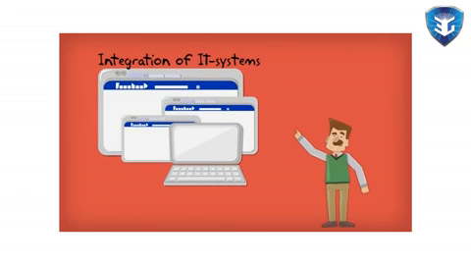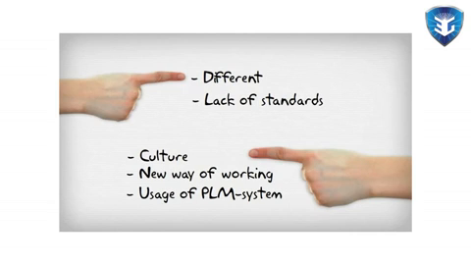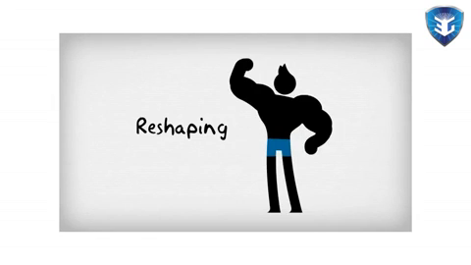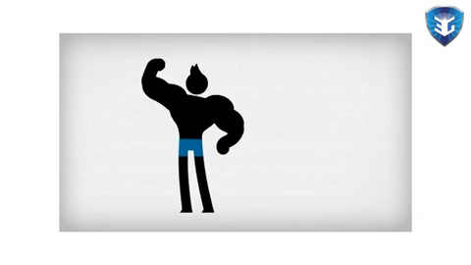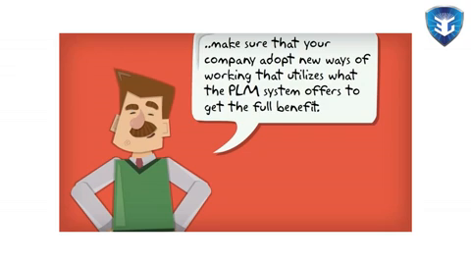A big challenge is the integration of the IT systems, because they can be very different and there is also often a lack of standards. To get all benefits from a PLM system, a company also needs to develop a culture and a way of working which allows for effective use of the PLM system, which usually involves reshaping the business and organizational processes. So, if you want to use product lifecycle management in the best way, make sure that your company adopts new ways of working that utilize what the PLM system offers.